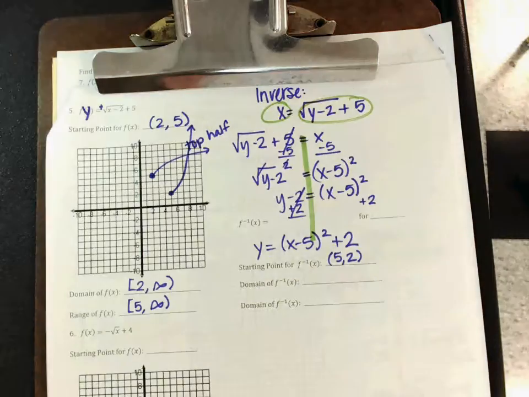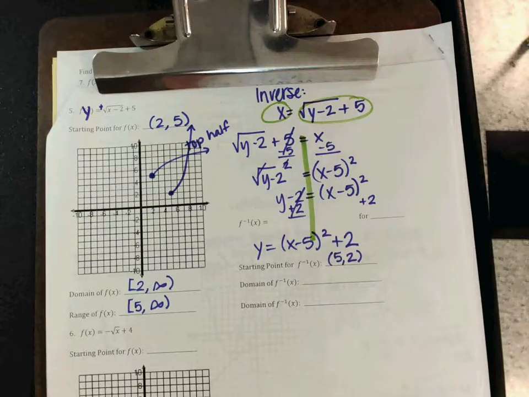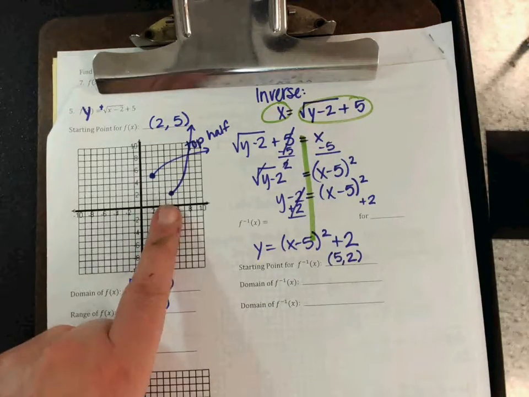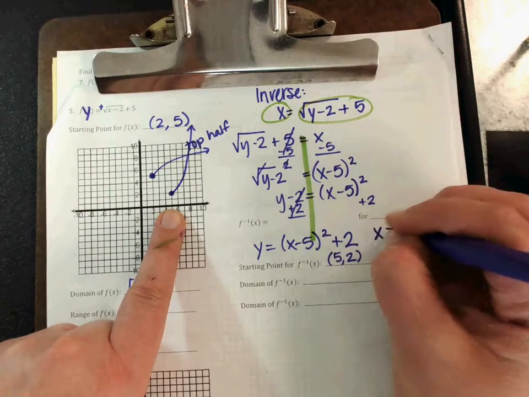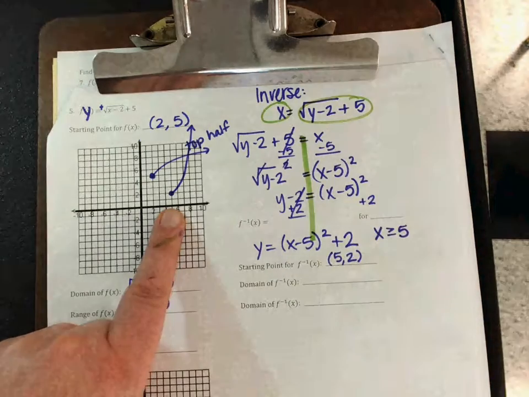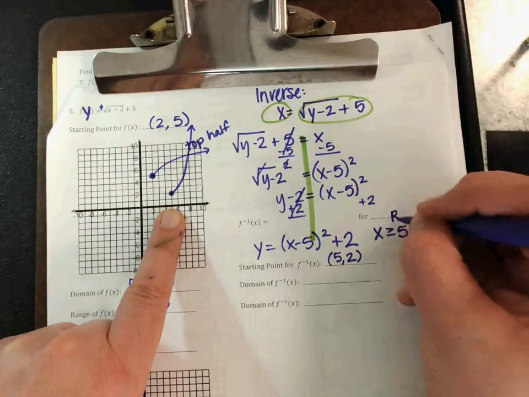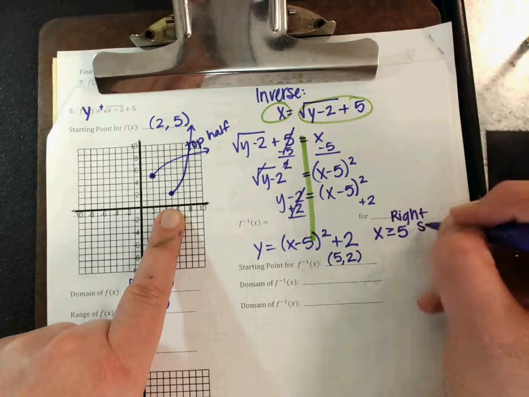Very good. Now, the way that you would write that is that, what was this x we said here? What x is this? 5. So then I would put x greater than 5. And that's how you would show that you want the right side only.